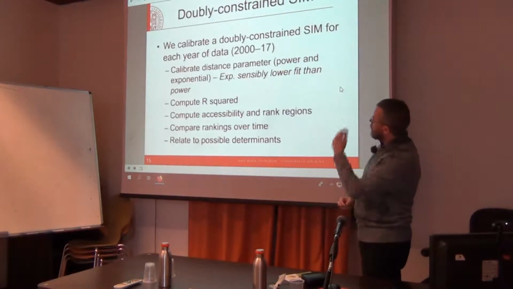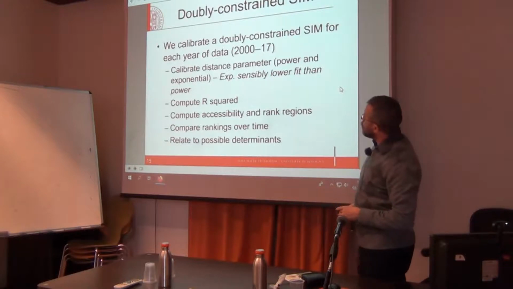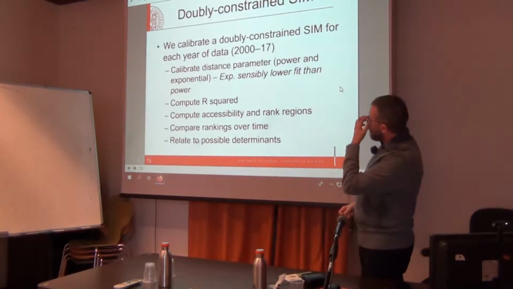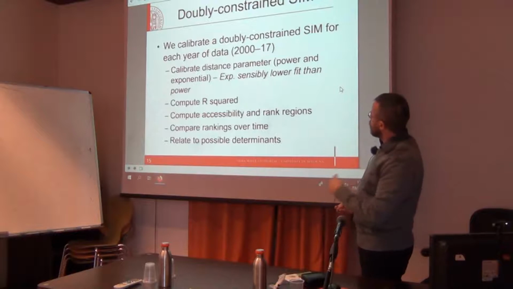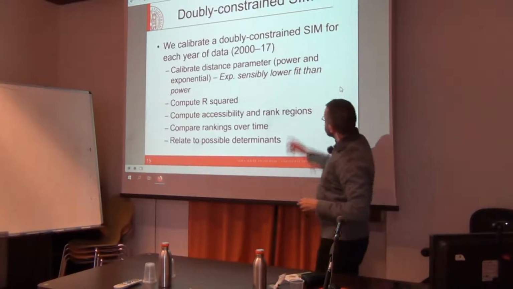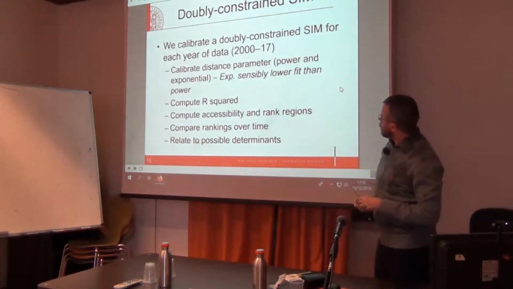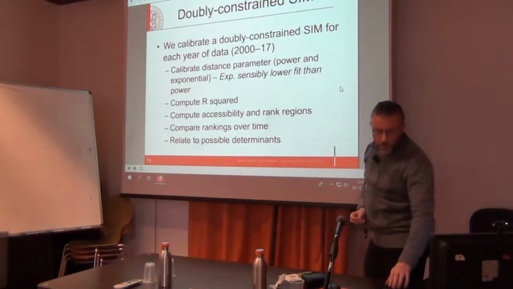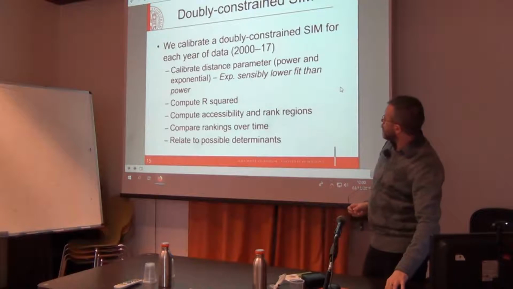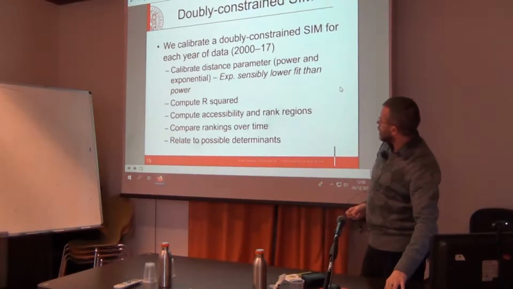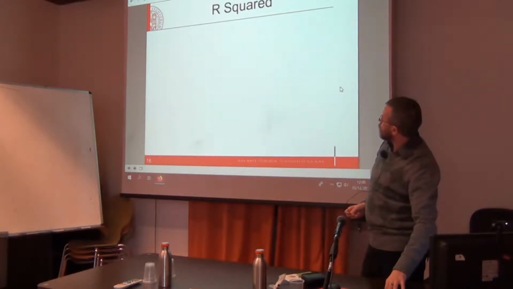Now, extended data, and what we do here, we calibrate the distance parameter with an exponential function and with a power function. I think the power function is the one with the highest fit. So we retain power, and then we also look at R squared, the accessibility scores and rankings over time, and we try to relate it to possible determinants.